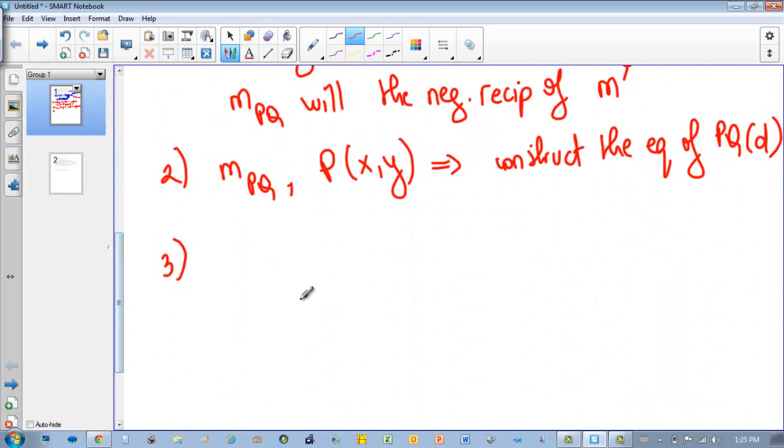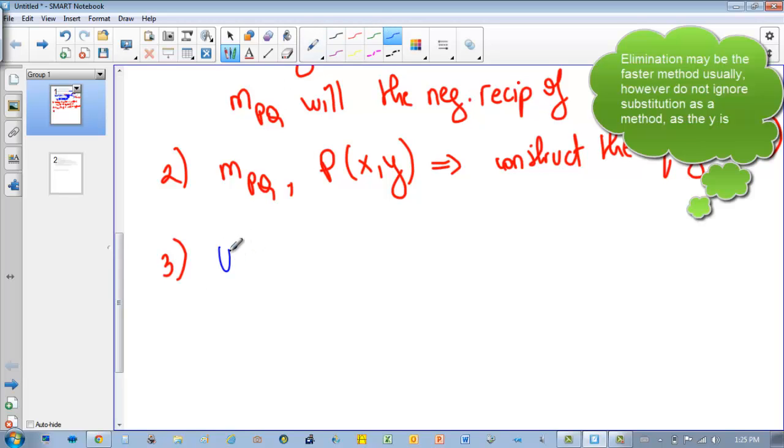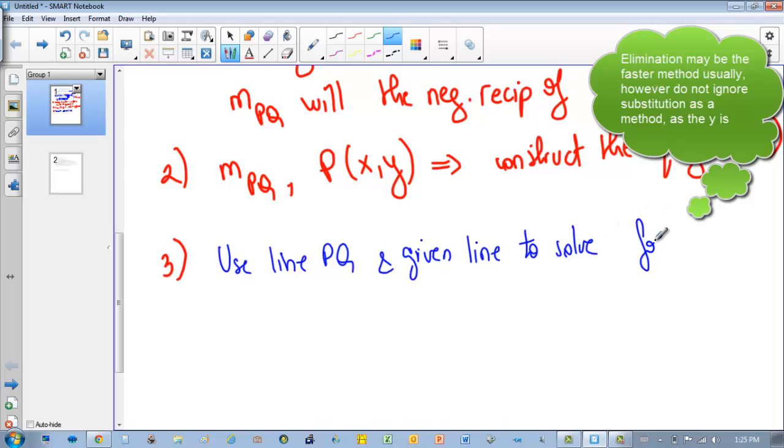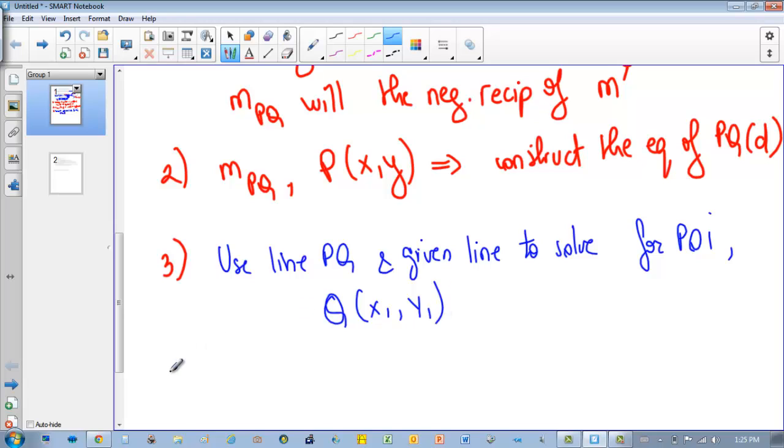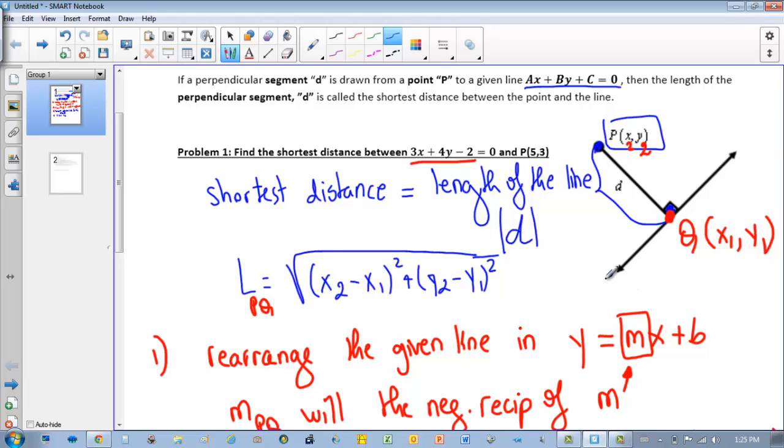So, in step 3, you are going to use line PQ and the given line to solve for the point of intersection, which in our case we labeled as Q with coordinates x1 and y1. And last but not least, once you have Q, since we know P and Q, you're going to calculate the length of PQ, which is the shortest distance from point P to the given line.